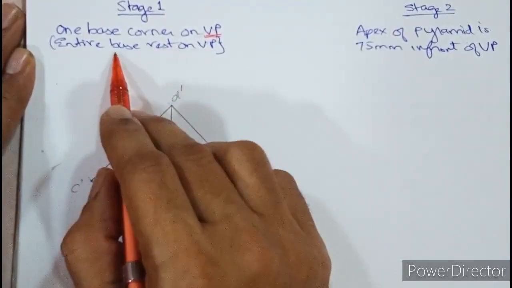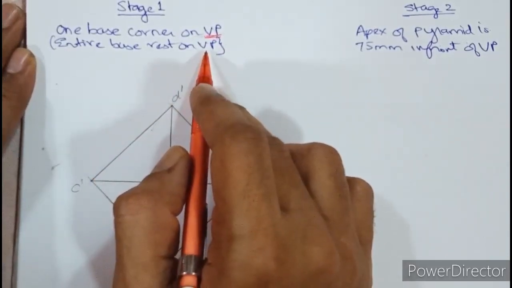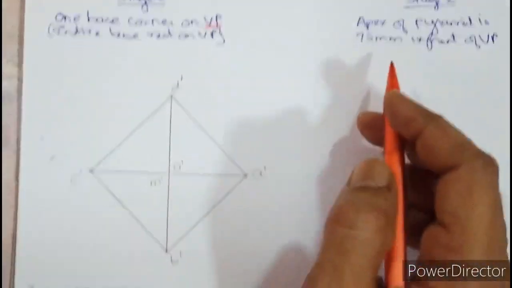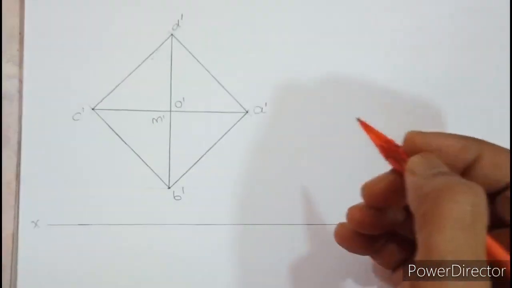So when you make a base of a solid to rest on VP, it is like a wall clock, and the true shape of the wall clock can be seen from the front view. So we are drawing above. Okay, so that point is clear to all. So we have marked A dash over here.